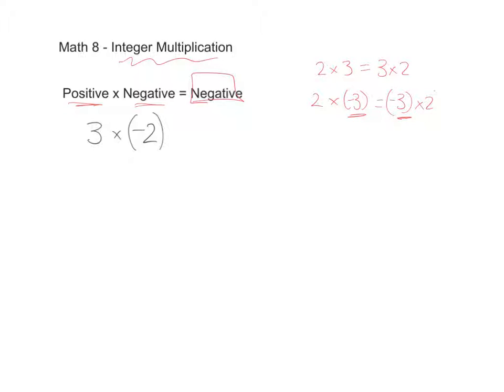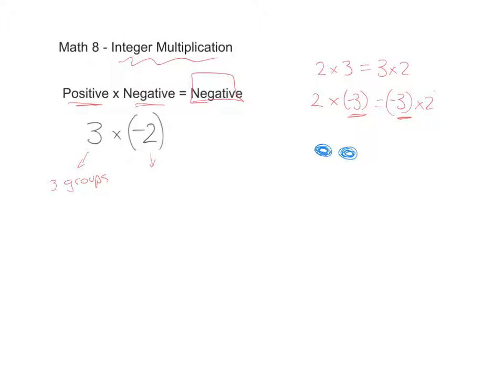So how can I convince you of this? Well, let's try 3 times negative 2. What does multiplication mean? Well, I've got 3 groups, and in each group I have 2 negative counters. In your textbook, they use blue circles as negative numbers. So here's 1 negative counter, here's 2 negative counters, and I've got 3 groups of this.